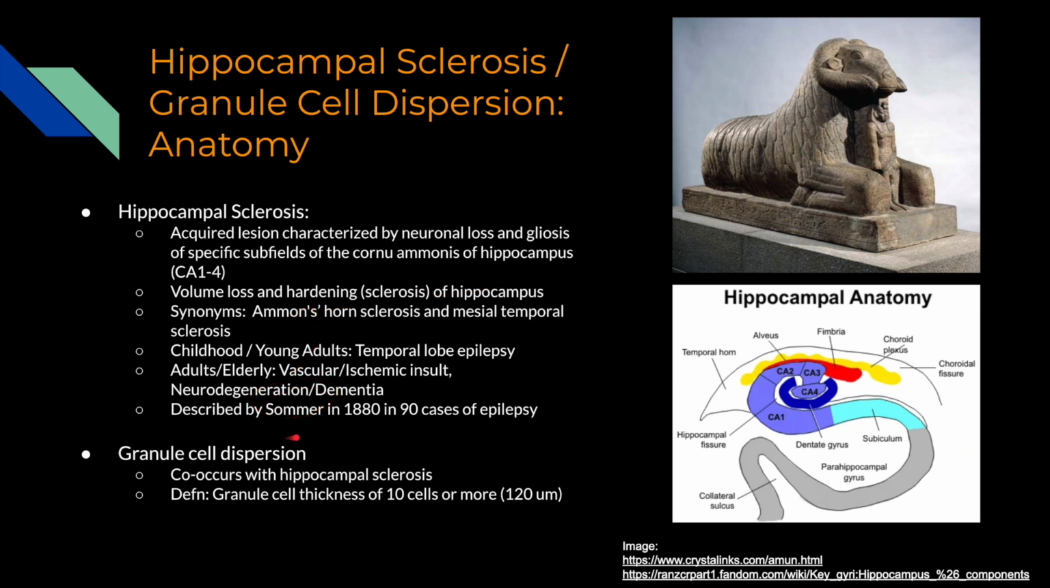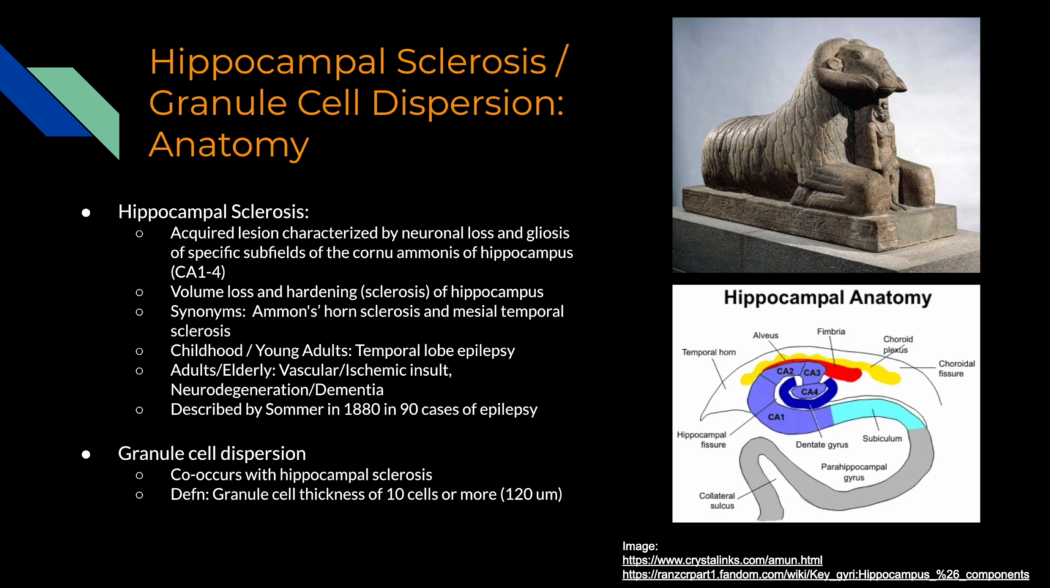Just kind of paying homage to the pioneers in this field. This was really characterized by a physician or scientist known as Sommer. So in the 1800s, by looking at 90 cases of epilepsy, this CA1 region, which we'll see is the key region affected in hippocampal sclerosis, has been thus named after him. It's called Sommer's sector. So that's just something of historic value.